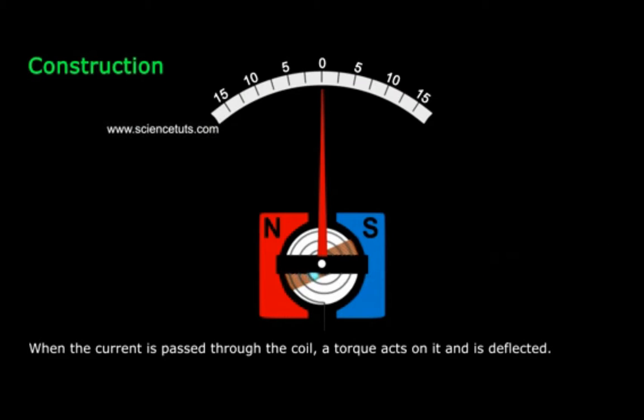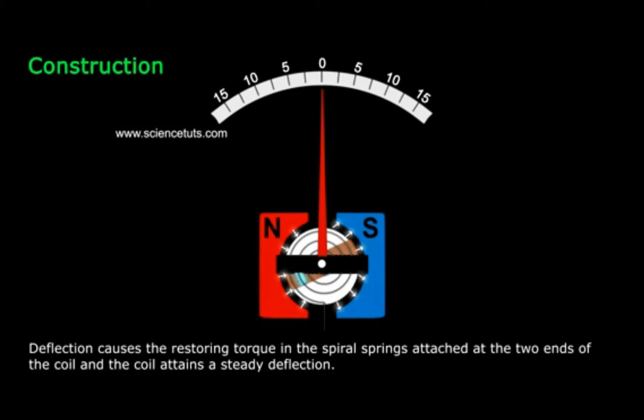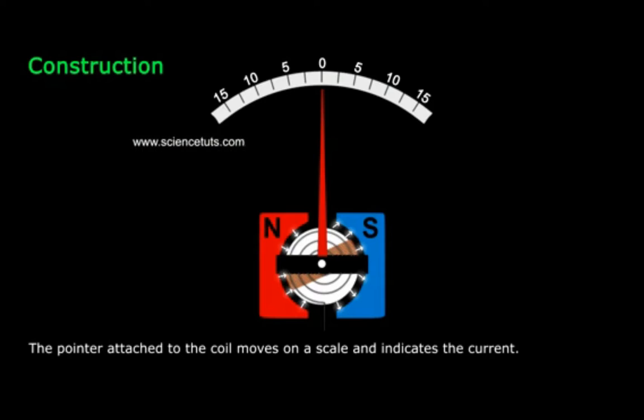When current is passed through the coil, a torque acts on it and it is deflected. This deflection causes a restoring torque in the spiral springs attached at the two ends of the coil, and the coil attains a steady deflection. The pointer attached to the coil moves on a scale and indicates the current.